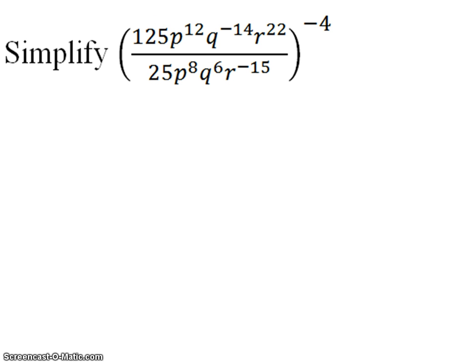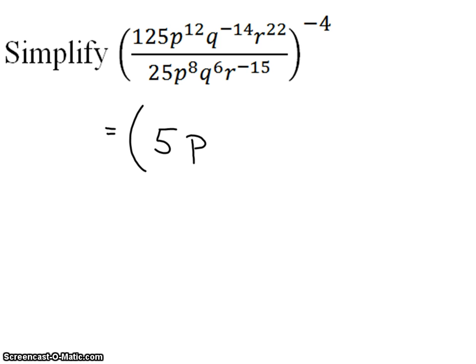Okay, and one final example. This looks very complicated, but the very first thing I would do is simplify inside that fraction first, inside the parentheses first. So let's do that. 125 divided by 25 is 5.